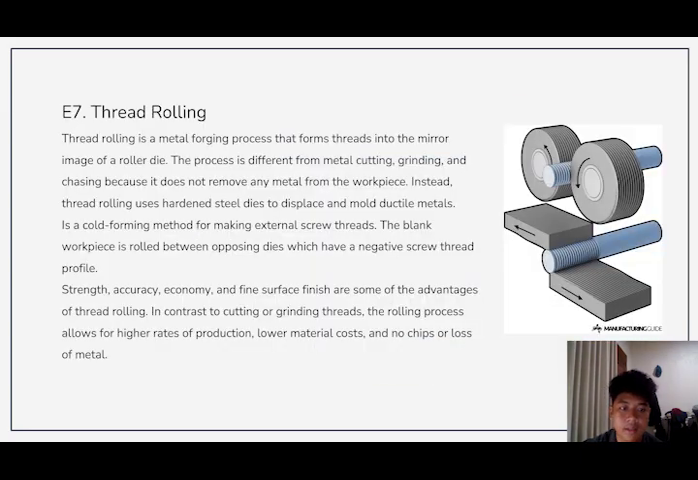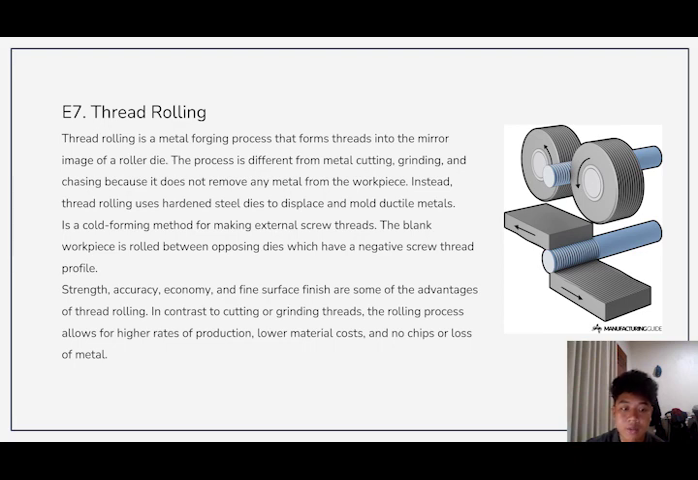This one is thread rolling. Thread rolling is a metal forging process that forms thread into the mirror image of the roller die. The process is different from metal cutting, grinding, and casting because it doesn't remove any metal from the workpiece. Instead, thread rolling uses hardened steel dies to displace a more ductile metal. It's a cold forming method for making external screw threads.